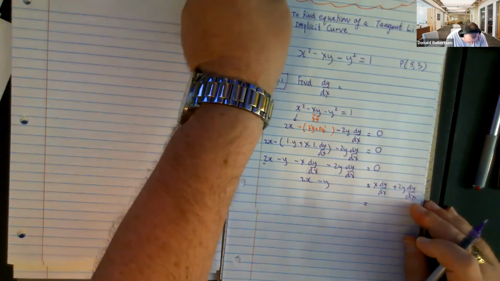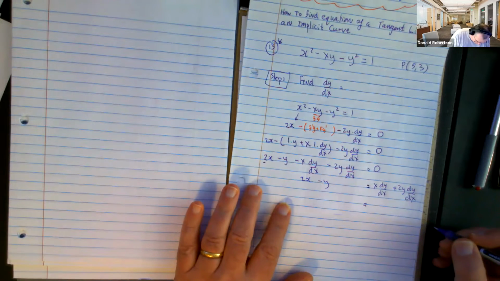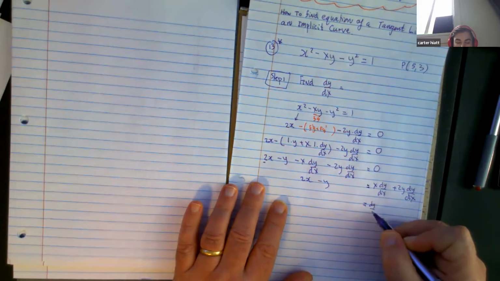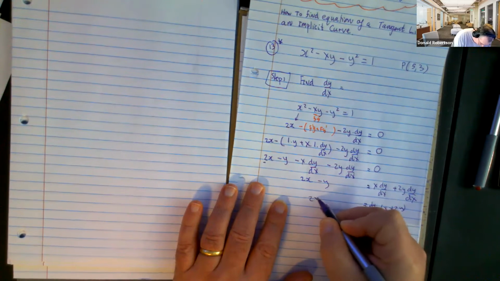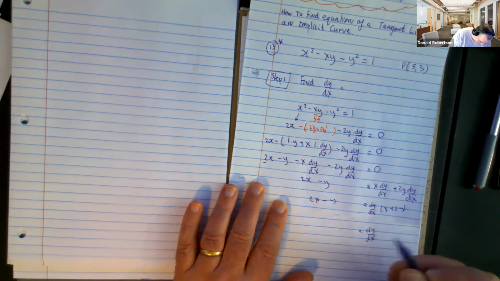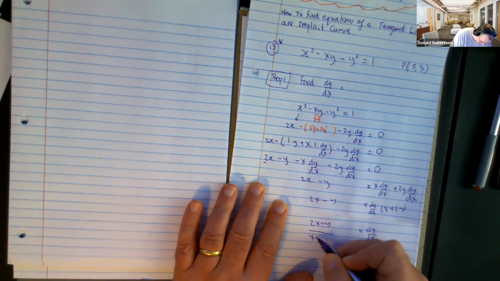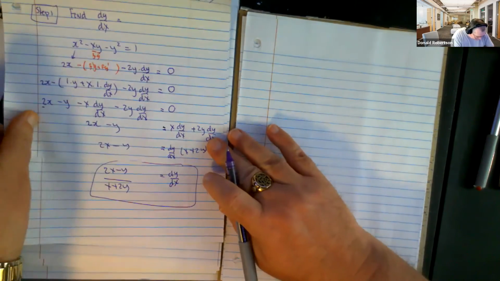What do you do next? Factor out the dy over dx's. And that leaves me with an x add 2y. And then divide by the ugly guy. So we have 2x minus y over x plus 2y. And we've got our derivative. And that's step 1.